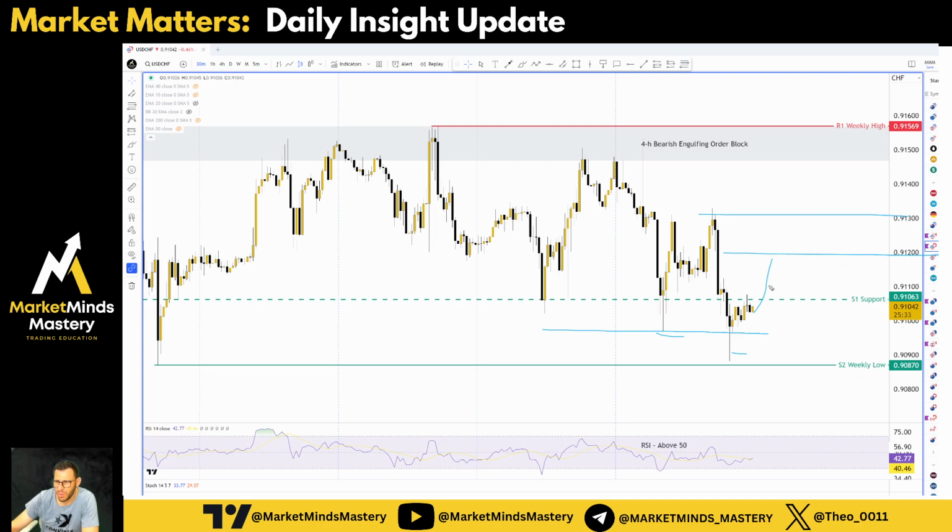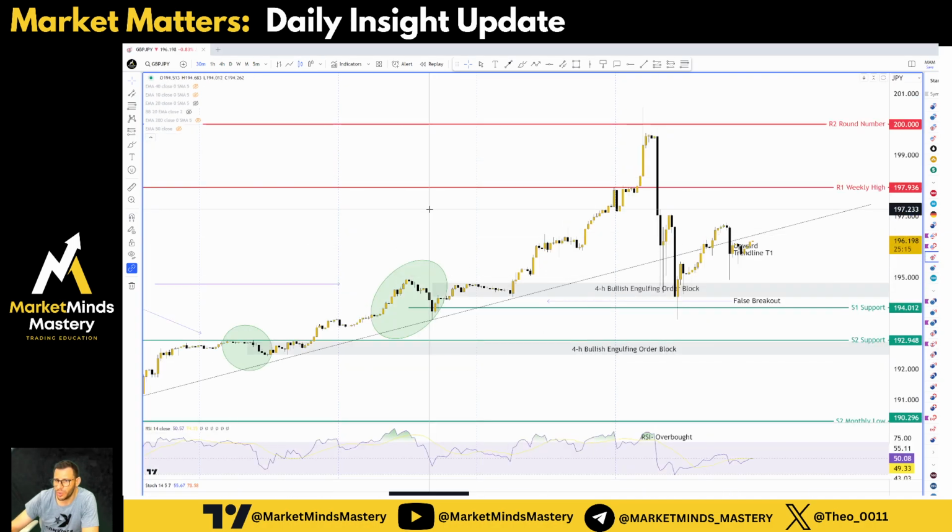Okay, so let's see what's going to happen. It looks a bit promising here. If the price is going to move to the upside, enter into this area here between 0.912 and 0.913. Perhaps some reversal price action, and we are good to go short.